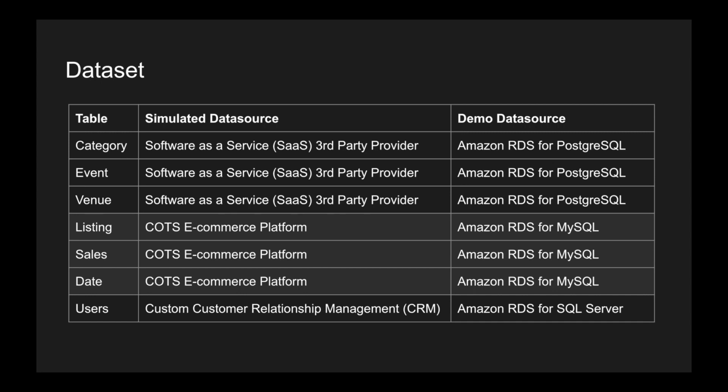To simulate these 3 enterprise system data sources, I've created 3 different Amazon RDS instances, each using a different database engine. The categories, events, and venues are all contained in an Amazon RDS for PostgreSQL database. This represents a third-party SaaS provider. The listings, sales, and dates are all contained in an Amazon RDS for MySQL instance. These 3 tables represent a commercial off-the-shelf e-commerce platform. Finally, the users are contained in an Amazon RDS for Microsoft SQL Server. These represent a custom CRM system.